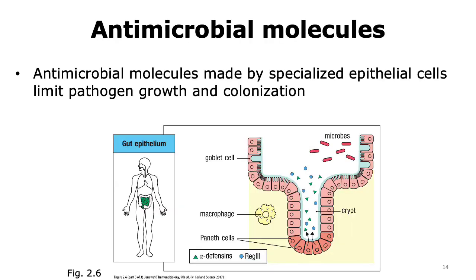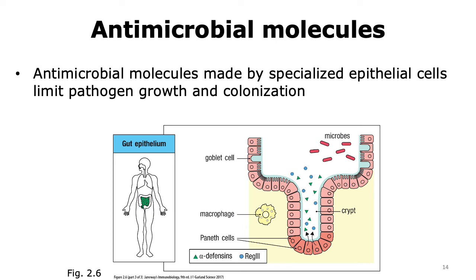Another way our body protects us is through the production of antimicrobial molecules. Antimicrobial molecules can be made by specialized epithelial cells, but they can also be made by other types of cells. These antimicrobial molecules are able to limit pathogen growth and colonization. In this picture, we're looking at the different antimicrobial molecules like defensins and Reg3 that are made by the epithelial cells of the intestine.